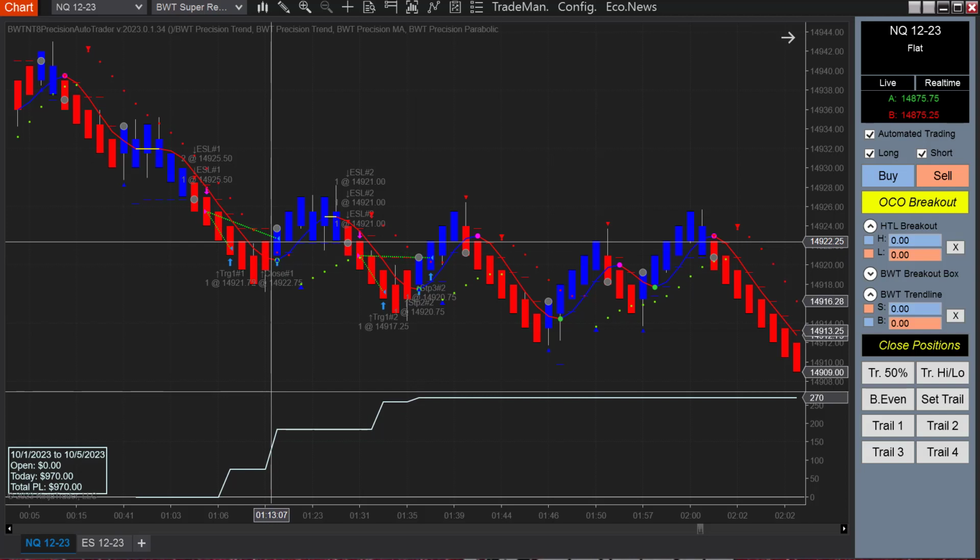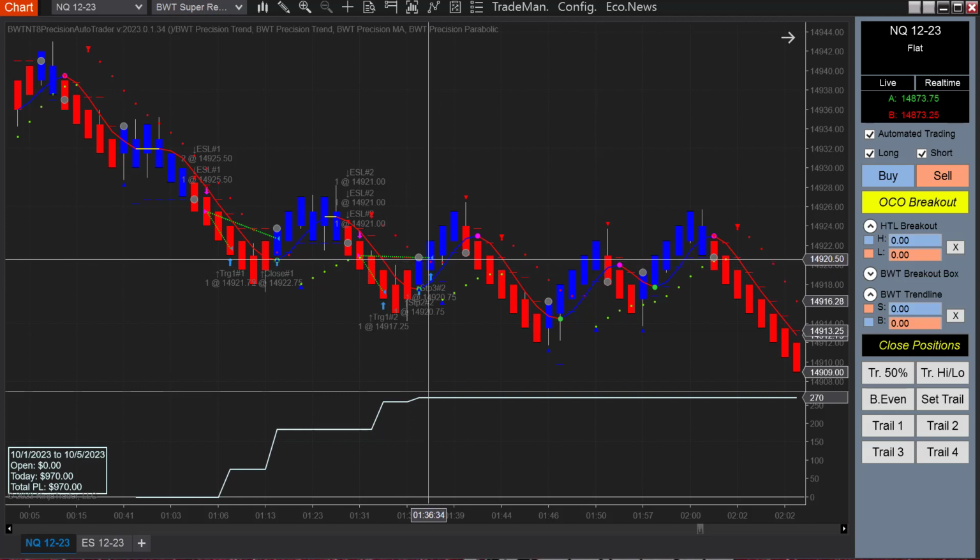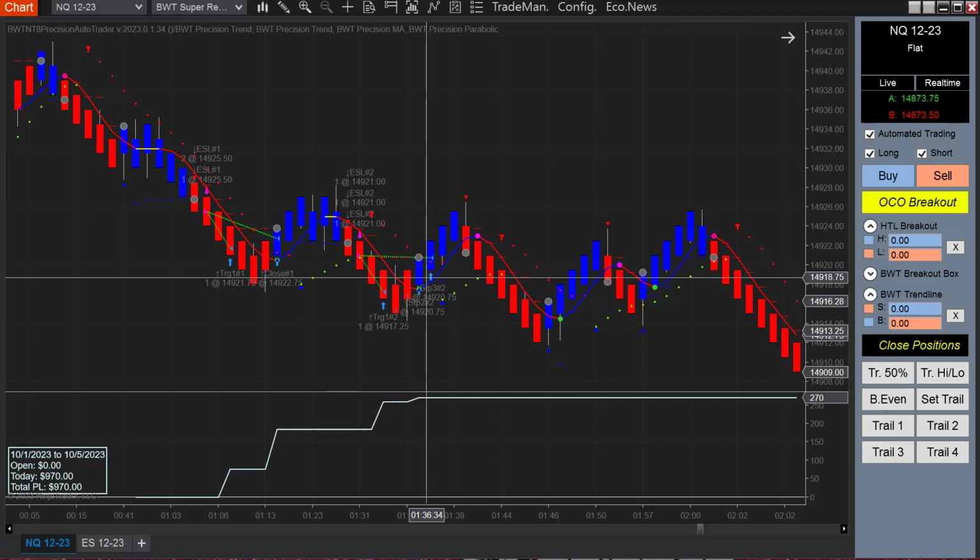So it exited at the open of this bar, which is always equal to the close or thereabout. It looks like maybe there was a tick slippage. And same here, this exited at the parabolic. It was the close of this bar and then the open of this bar, and they both matched.